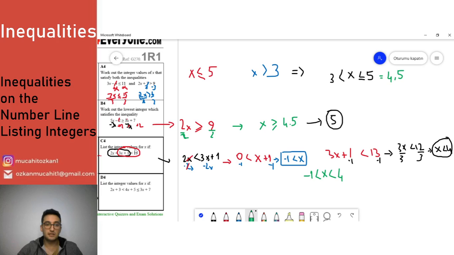It says list the integer values. So in this inequality, x can be 0, 1, 2, and 3.